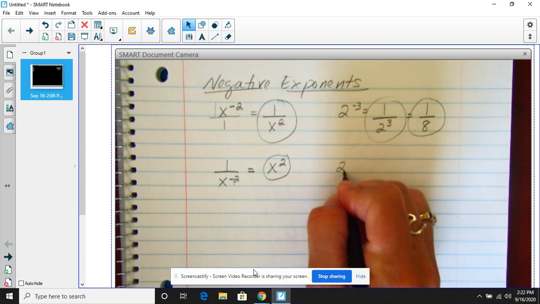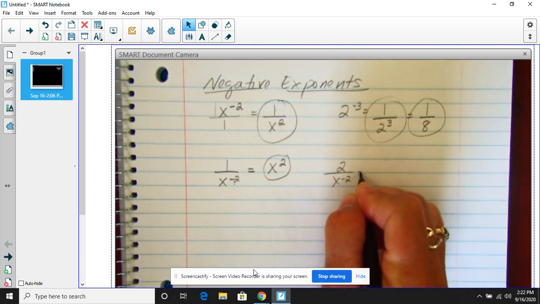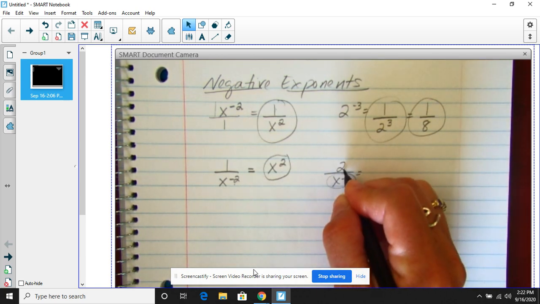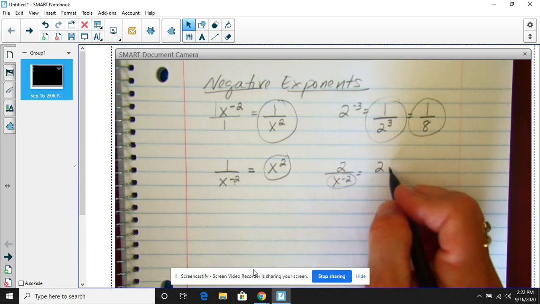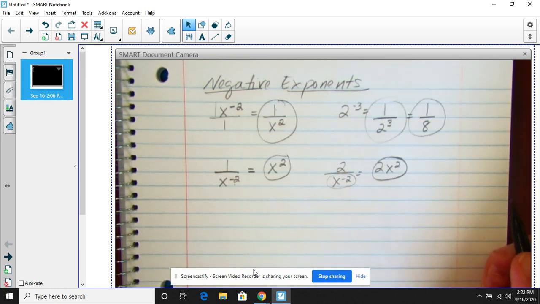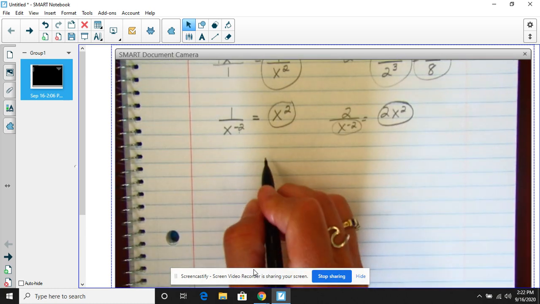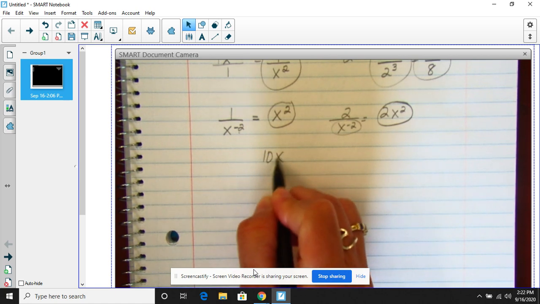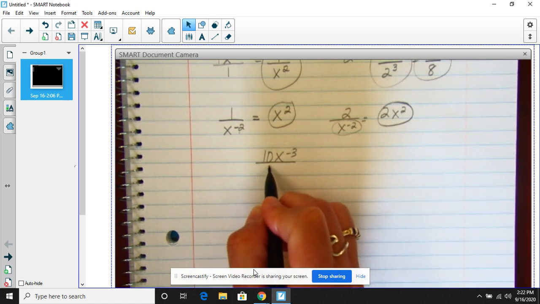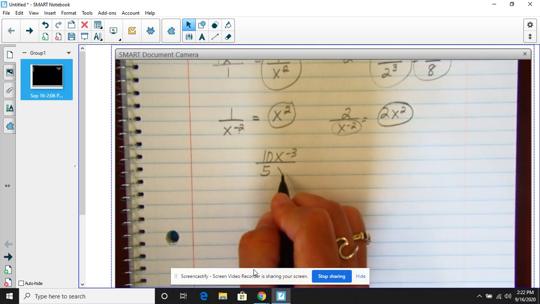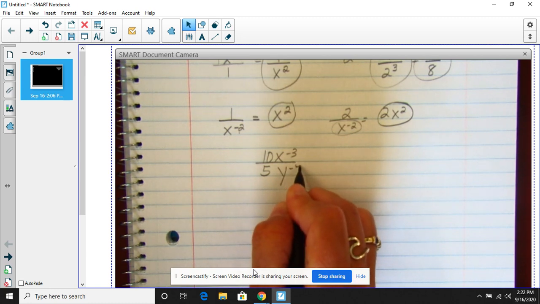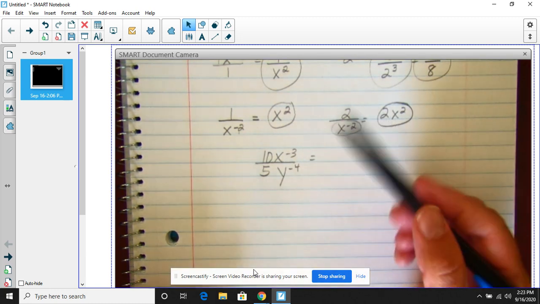If we had 2 over x to the negative 2, we would still move this up, but it would have that 2 as a coefficient in front of it. You only need to simplify things if they have negative exponents, if you're being asked to simplify. If we have 10x to the negative 3 over 5y to the negative 4, we have coefficients this time.